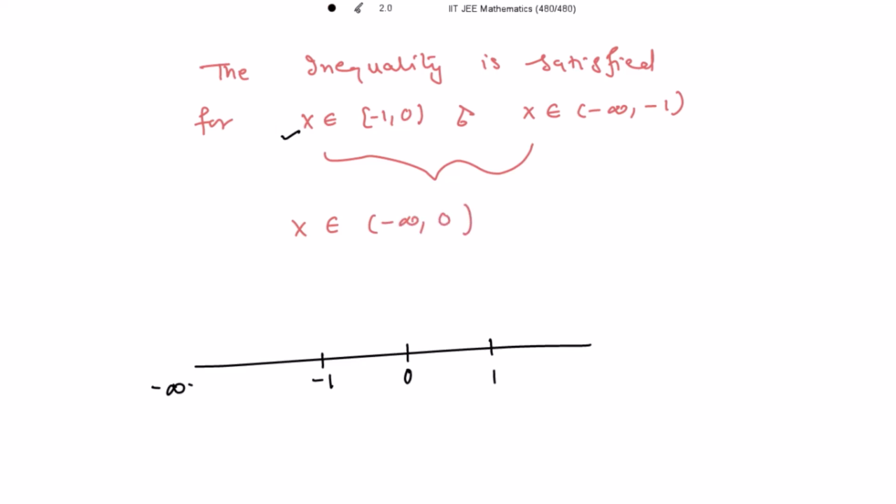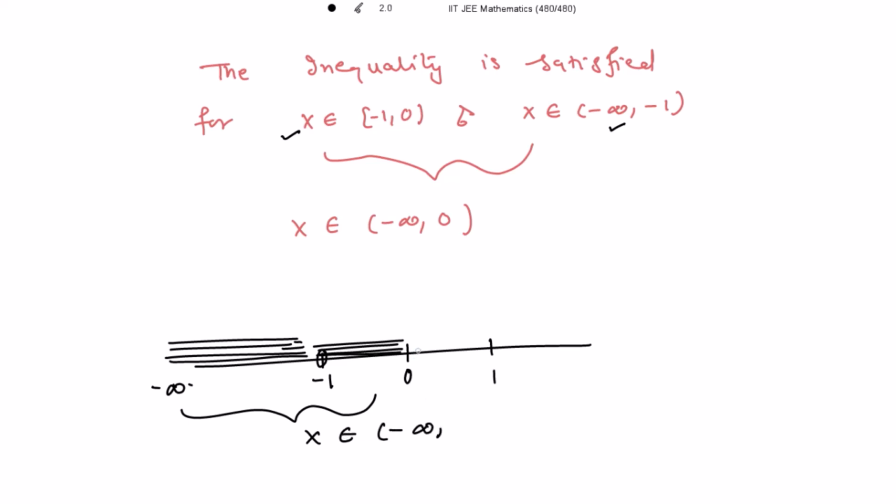In the first case, we have x belonging to minus 1 to 0. That means this minus 1 point is included and 0 is not included. So it is this interval, right? Then in the second case, x is belonging to minus infinity to minus 1, so from here to negative 1, which is not included. This we have already included in the first case. Okay, so now if I have to write the union of these two, what will it be? x belonging to minus infinity to 0. 0 is not included, so therefore the open interval will be used here.